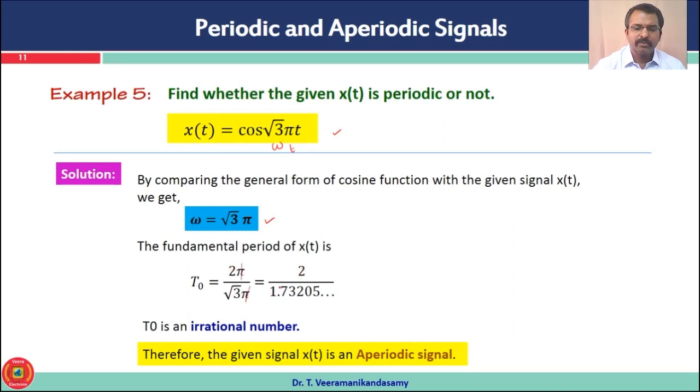So root 3 value is 1.73205 and so on. So it is not a ratio of integers. T naught is here an irrational number. Therefore the given x of t is not a periodic signal.